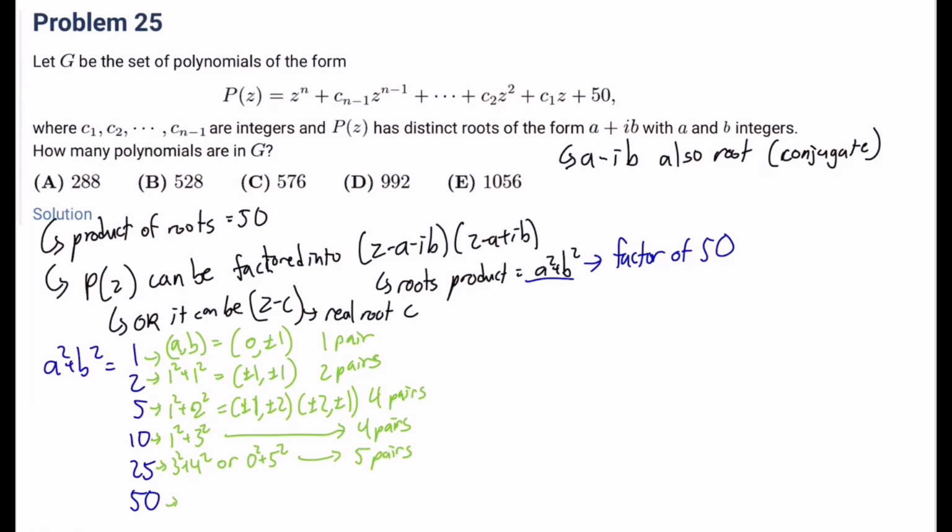And for 50, this is just 1 squared plus 7 squared, or it's 5 squared plus 5 squared. This gives us 4 pairs, but this gives us only 2 pairs. So that's going to be 6 pairs in total.